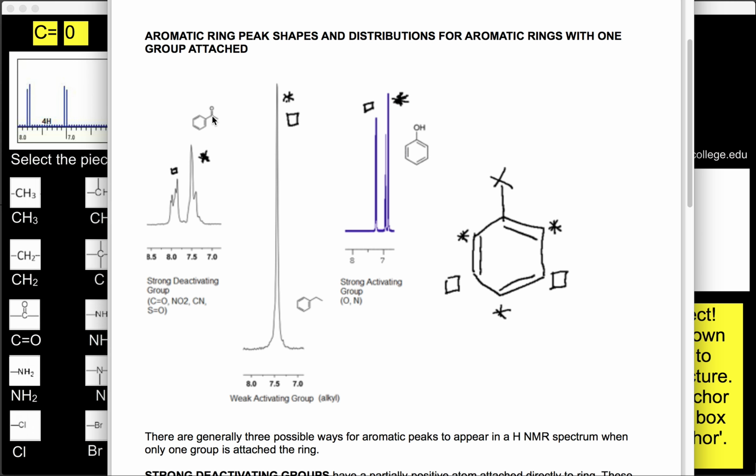But what I'm saying here is in the case of a C double bond O connected to the aromatic ring, you'll see that the aromatic ring gets split into 2 peaks, and those are centered at around 7.7 ppm. In the case of where an O is directly connected to the aromatic ring, it's split into 2 peaks and it's centered at around 7 ppm. The alkyl group is just going to be a single unsplit peak at somewhere between 7 and 7.5 ppm.